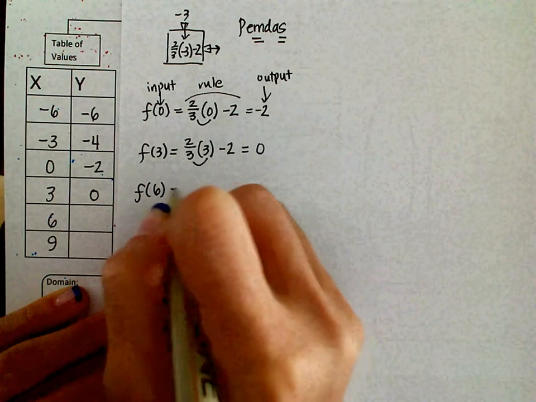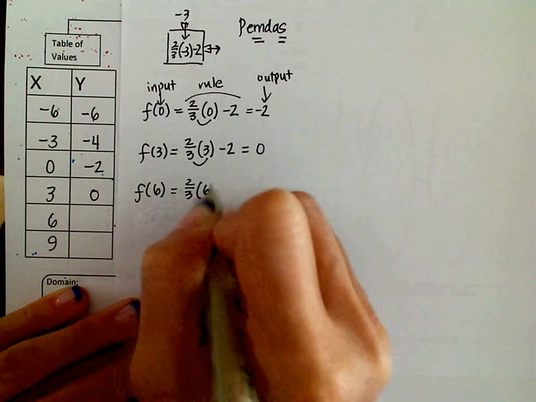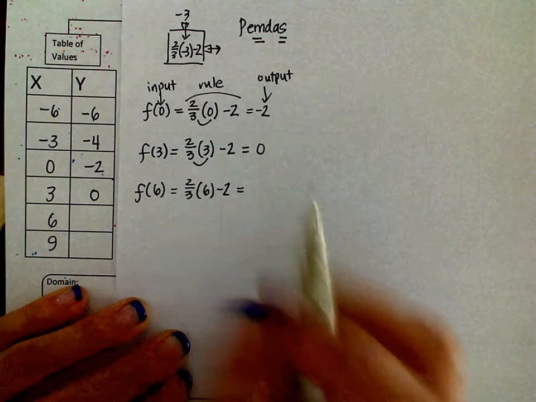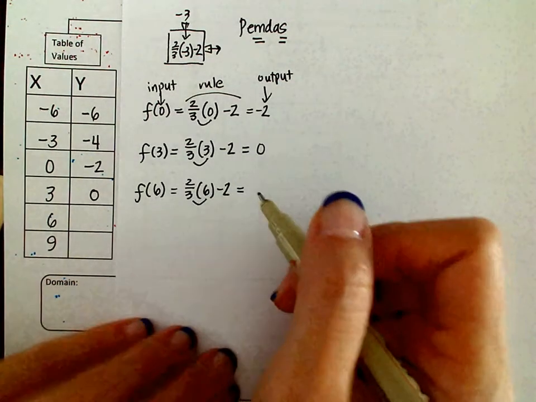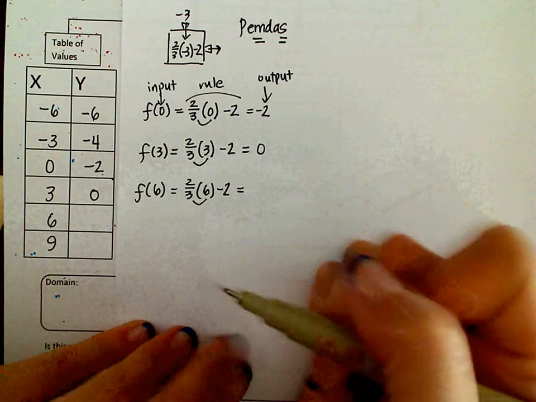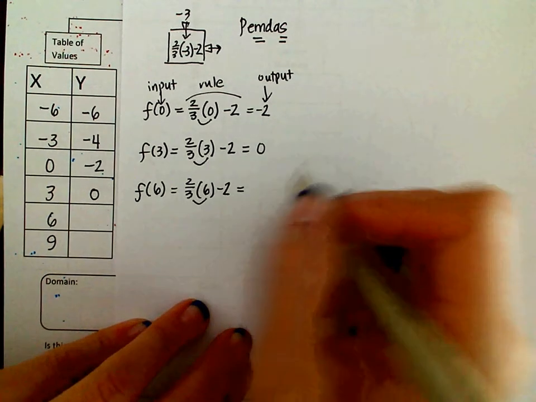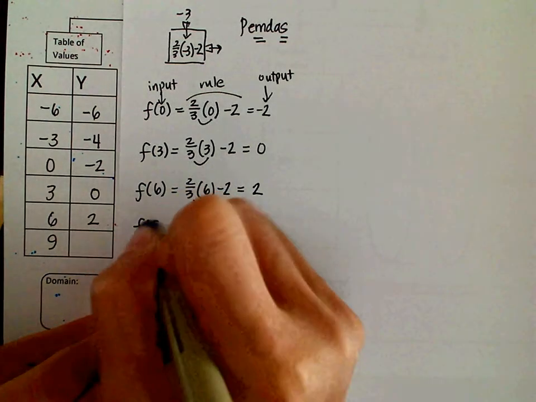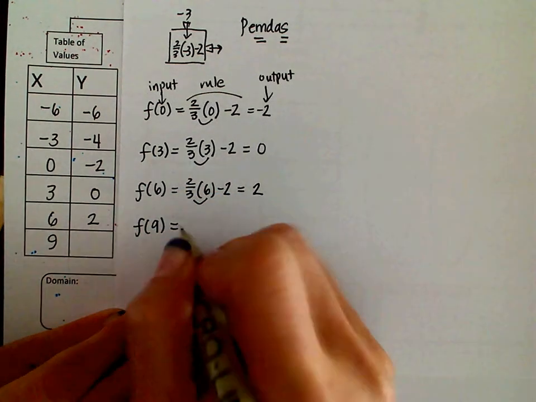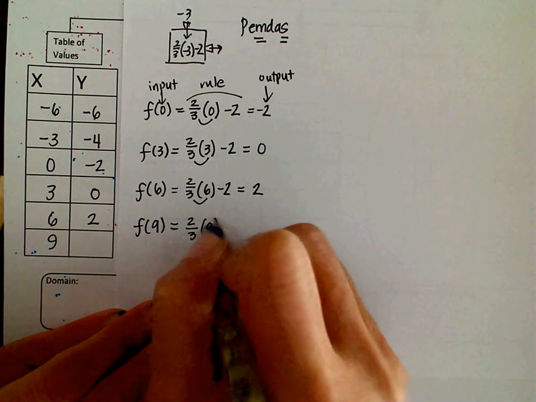2/3 times 3 is 2. Minus 2 is 0. So 0. Now let's see what happens when you input a 6. So that 6 goes here. So when we multiply these, that becomes 4. Again, you can check in your calculator, do 2 divided by 3 first, then multiply by 6, and that's going to be 4. Minus 2 is a positive 2.